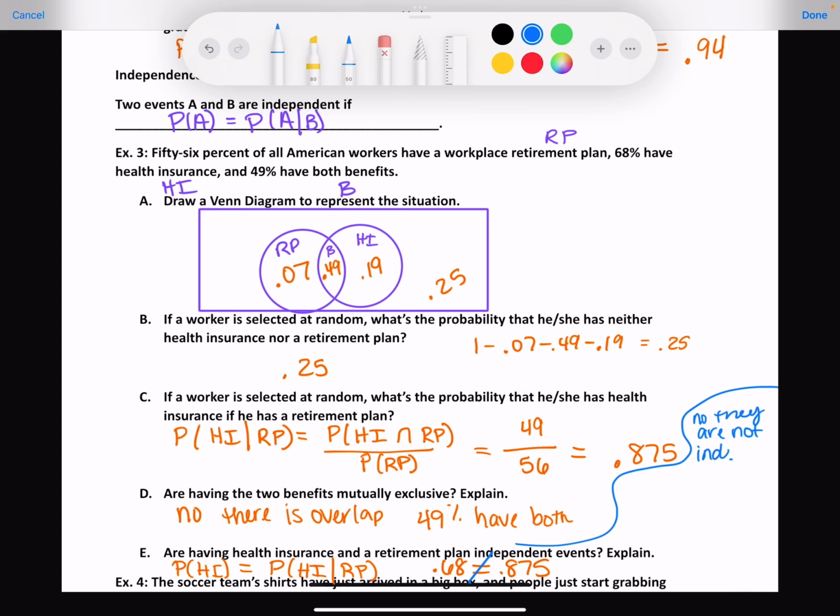And then just as a note, if someone has a retirement plan, they are more likely to also have health insurance. Okay, a lot of times people do have both, but just because they have one doesn't imply that they have the other equally. So, well, we finished that report.